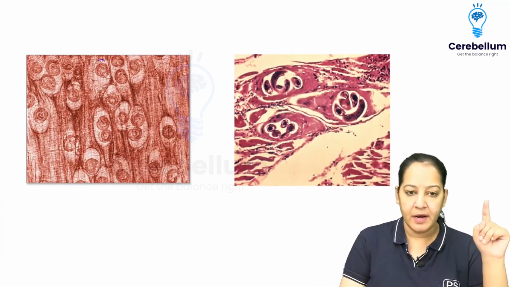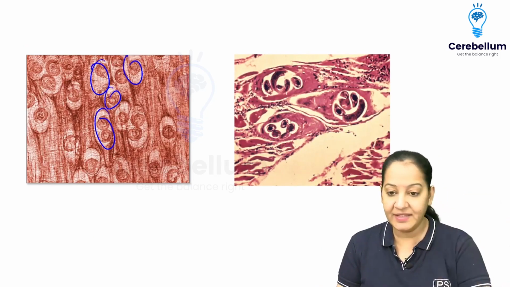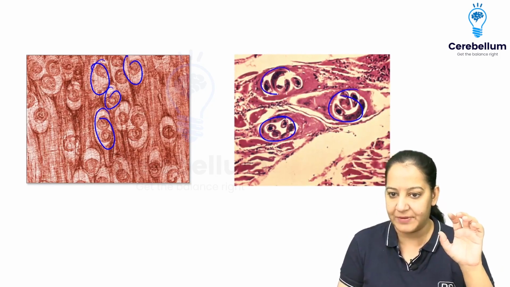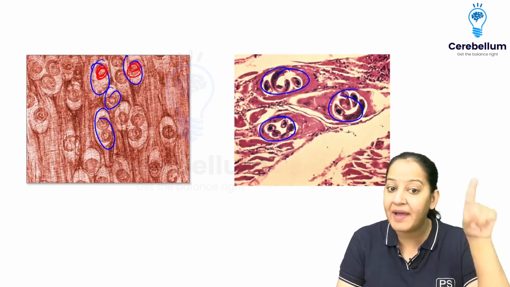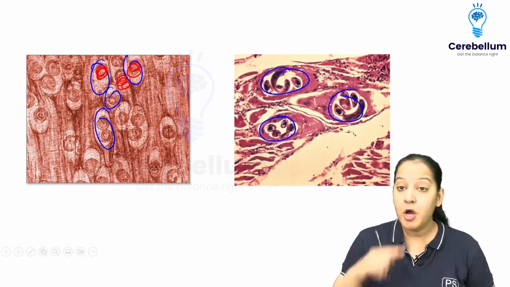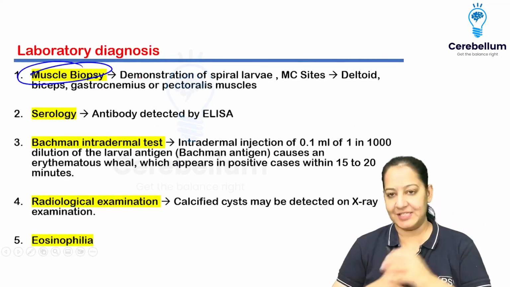Can you see here? You can see inside the skeletal muscle multiple cysts are present. And inside the cyst, here also you can see multiple cysts are present. Inside the cyst, you can see the typical spiral, coiled larva. So it is the typical L1 larva of Trichinella spiralis.